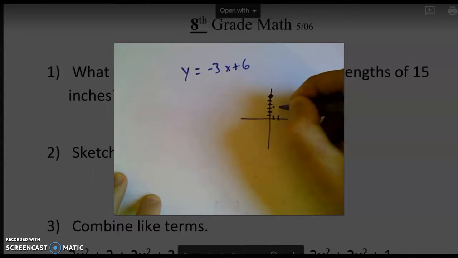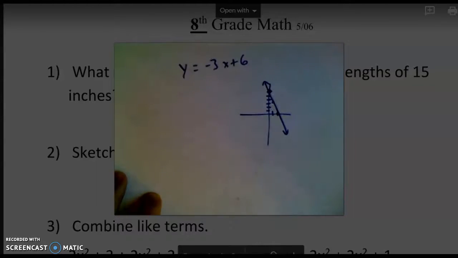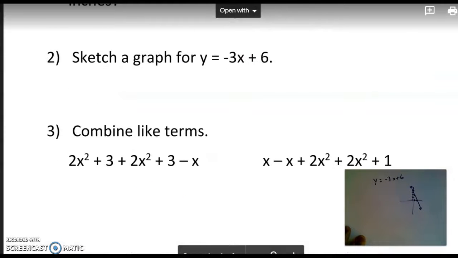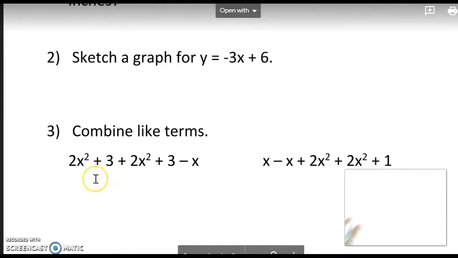Over 1 again means go down 3 again, and pretty soon you see where your points go, and you would get a quick graph of your linear equation. And the final problem is combine like terms. And combining like terms just means you're going to find basically the same labels, and we're going to group them together.